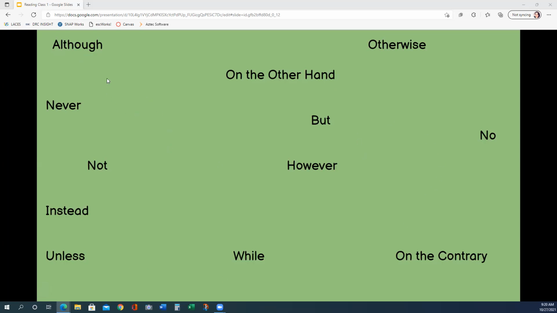So if I say, "I am short, but on the other hand, my sister is tall," I'm giving you an opposite. So these are just some key words that you can watch for.